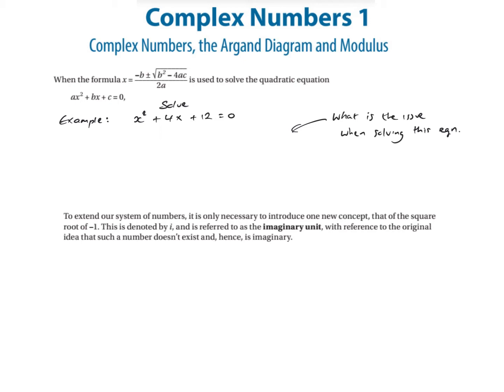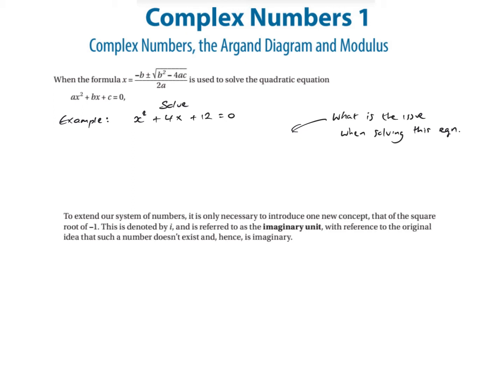So to start with, what I want you to do is consider the quadratic formula there, x equals minus b plus or minus the square root of b squared minus 4ac, all over 2a. And we're going to use that formula just to solve the equation below here, x squared plus 4x plus 12 is equal to 0.